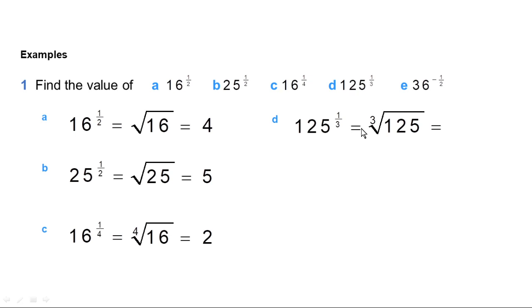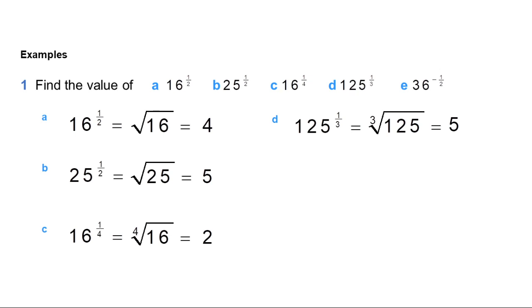Remember, if your index is 3, you don't say third root, you say cube root. If you raise a number to 3, for example 125 raised to the power of 3, instead of saying 125 raised to the power of 3, it can also be read as 125 cubed. So this is cube root of 125, and cube root of 125 is 5.